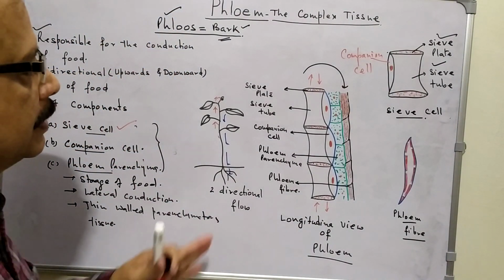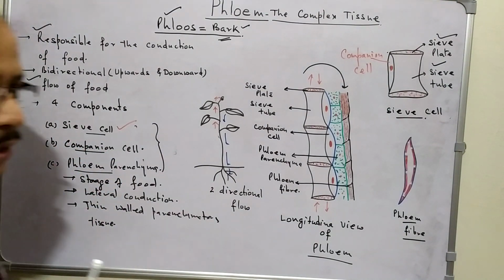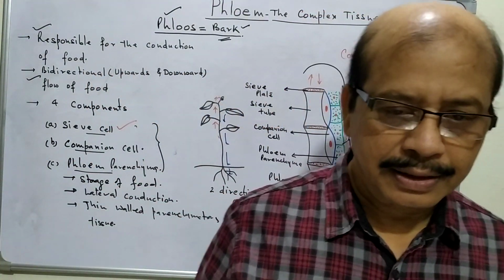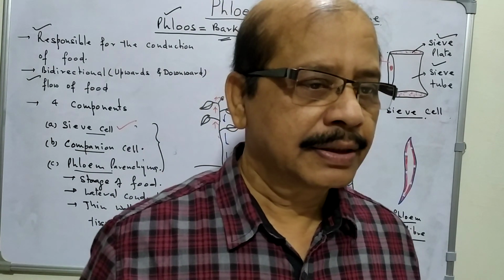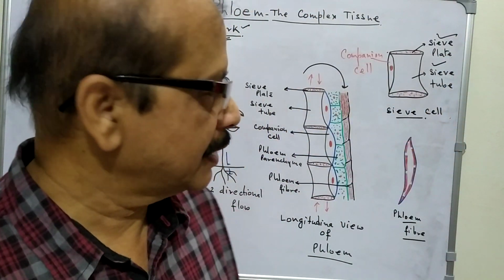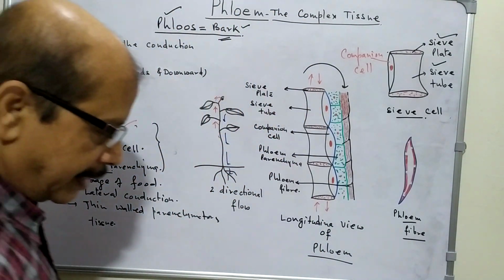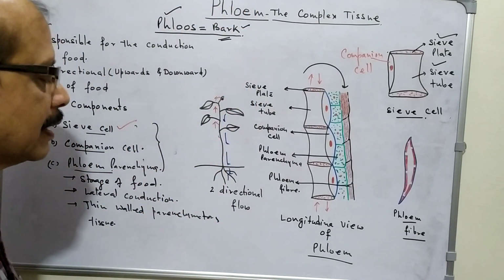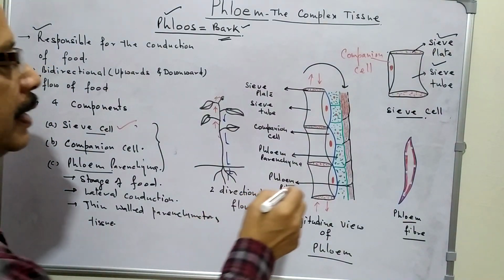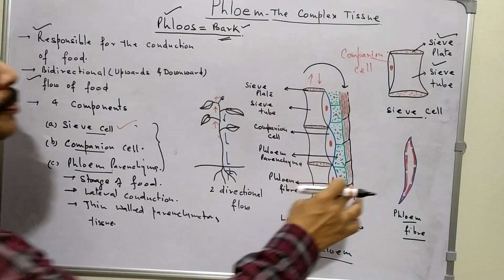After some time these three lose their cell content, that is nucleus, cytoplasm, mitochondria, chloroplast, etc. All these contents become disintegrated and lignification takes place, that is the deposition of lignin takes place, becoming dead in nature and converted into phloem fiber. After magnifying, you can see the phloem fiber in this diagram.